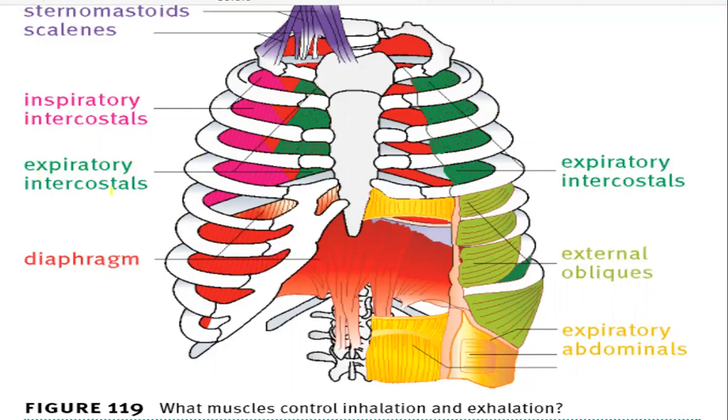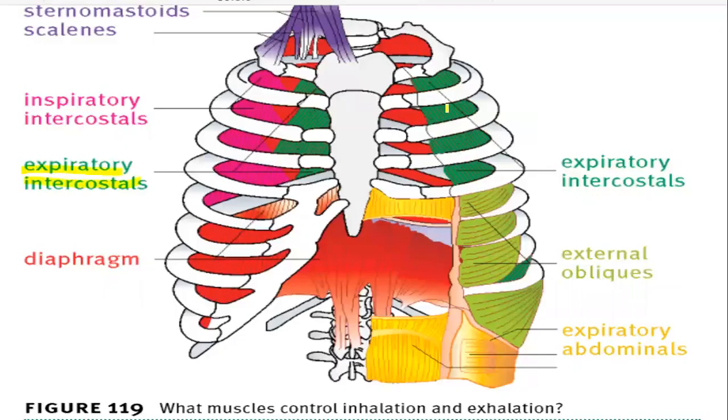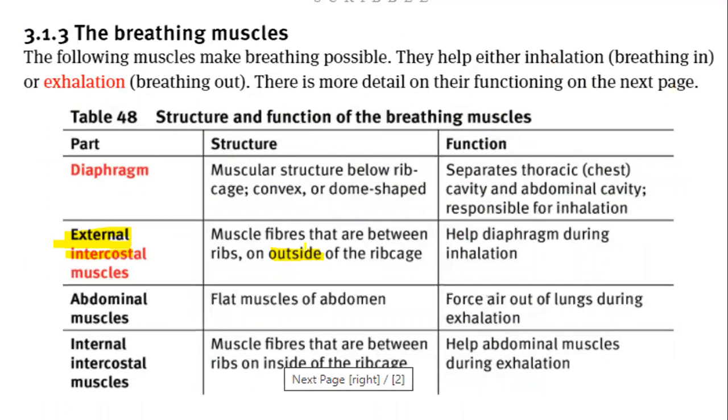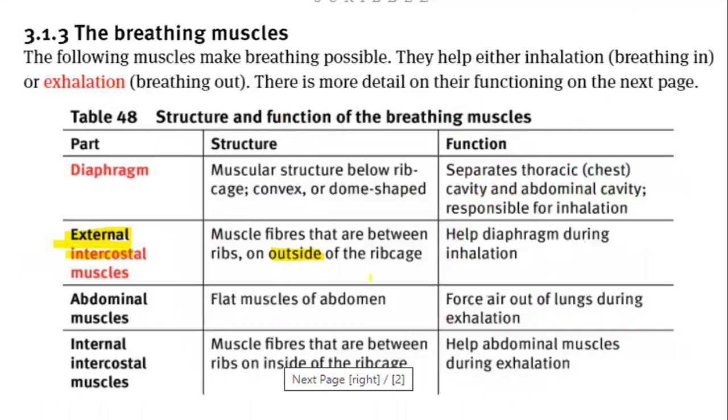These ones are called the expiratory intercostals. They are on the outside. They are called external intercostal muscles, or they are called expiratory intercostals. So you can use those two terms interchangeably. These muscle fibers, we have said they're between the ribs and outside the rib cage. So you see here, they are between the ribs, but outside of the rib cage. They help the diaphragm during inhalation. So they're there to assist the diaphragm during inhalation.